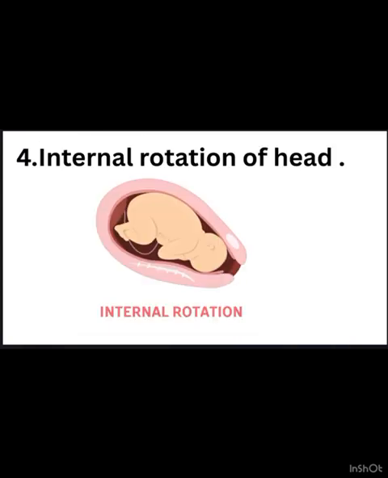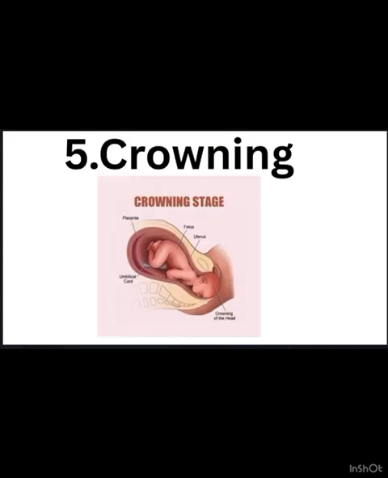Now, fourth is internal rotation of the head. So, when the occiput touches the iliopubic eminence and the sinciput points towards the opposite sacroiliac joint, the occiput moves 1/8 of the circle anteriorly and comes under the symphysis pubis.